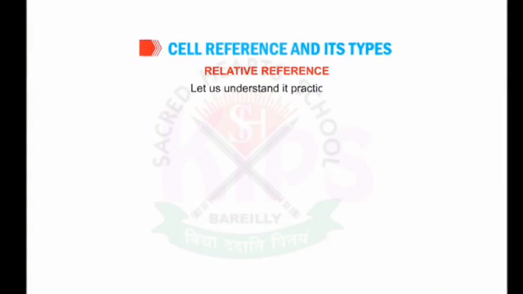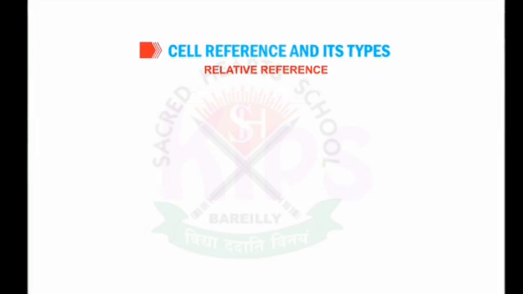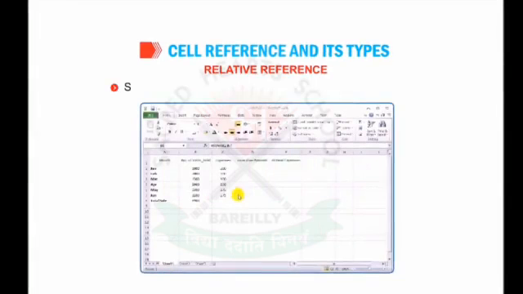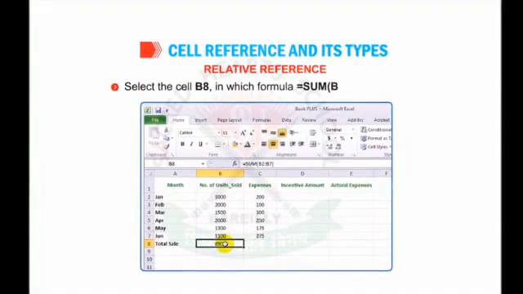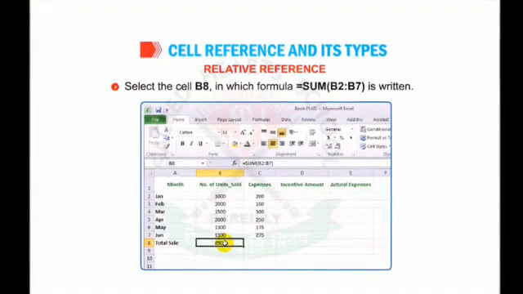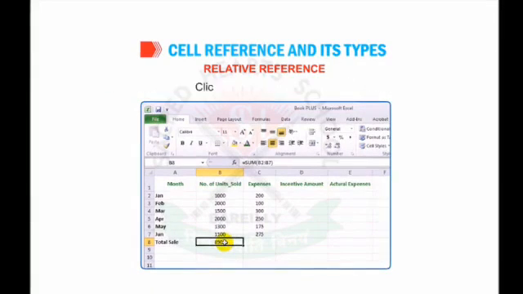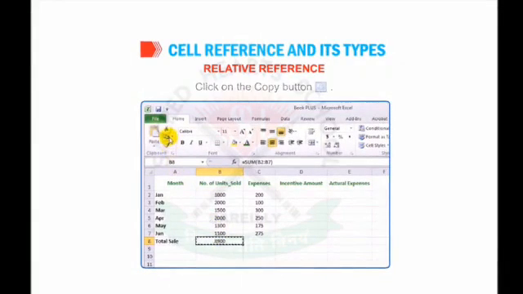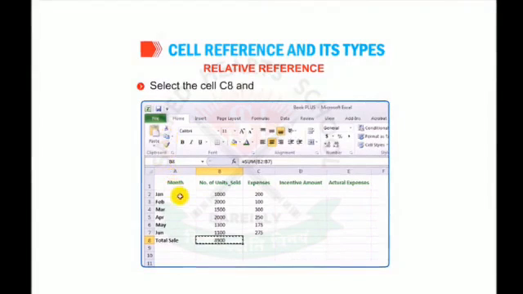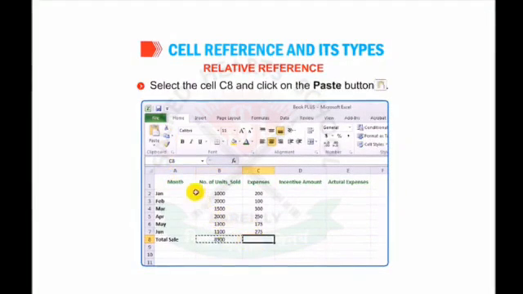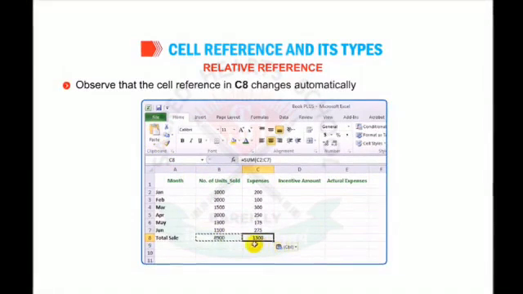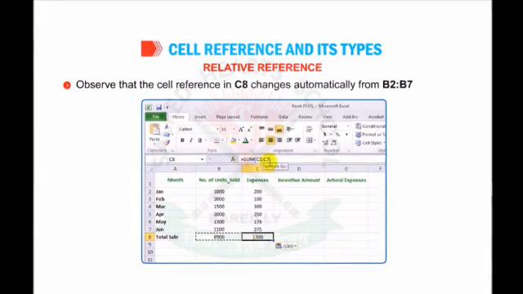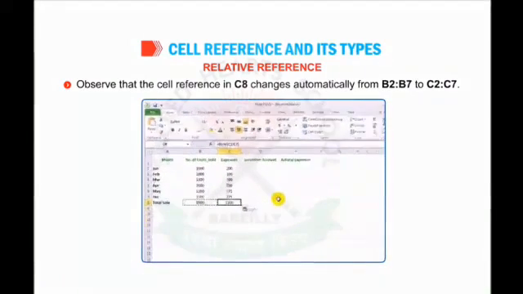Let us understand it practically. Select the cell B8 in which the formula equal to SUM(B2:B7) is written. Click on the copy button. Select the cell C8 and click on the paste button. Observe that the cell reference in C8 changes automatically from B2:B7 to C2:C7.